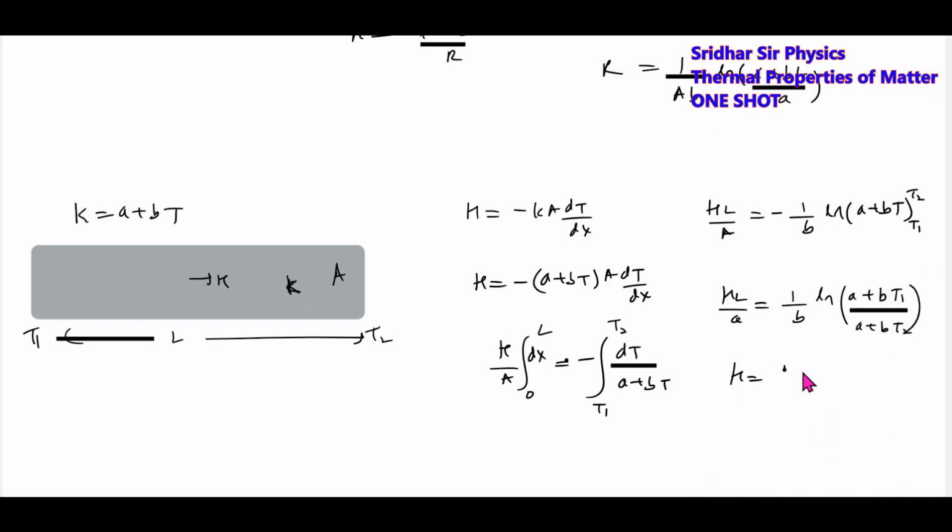H equal to A by LB log of. So if the thermal conductivity varies with the temperature, this is a method you should apply.